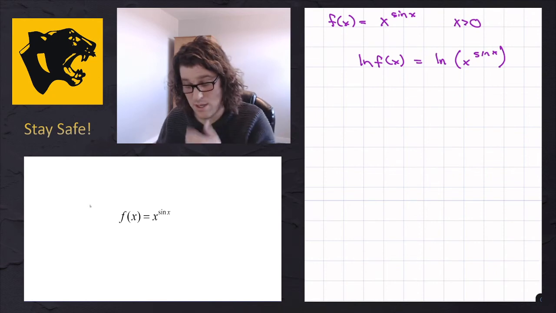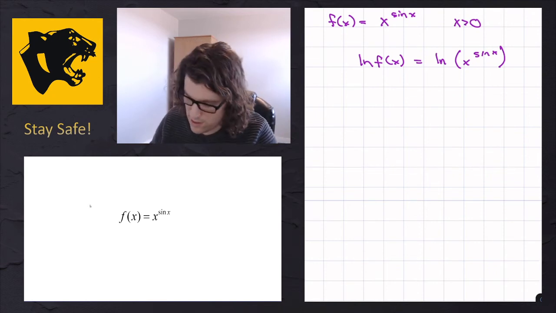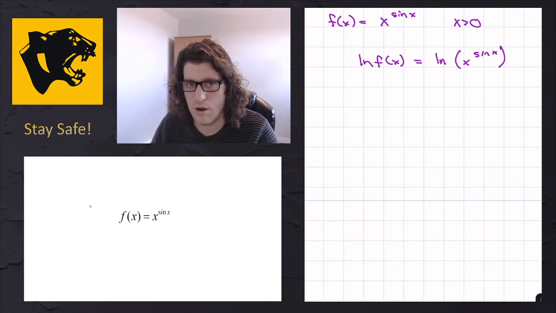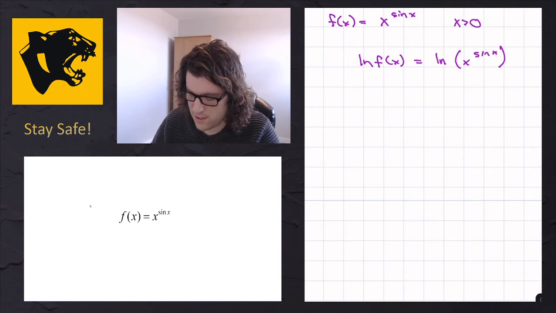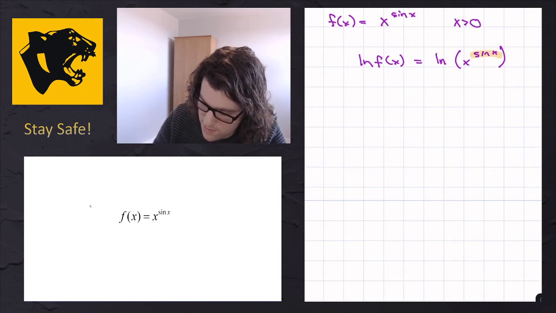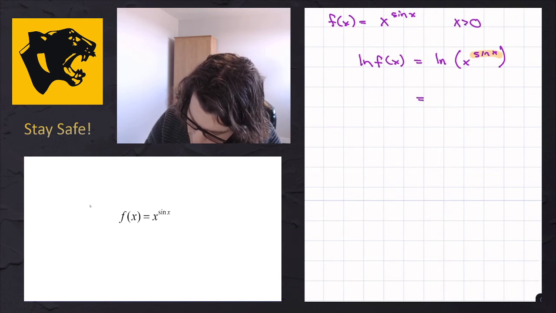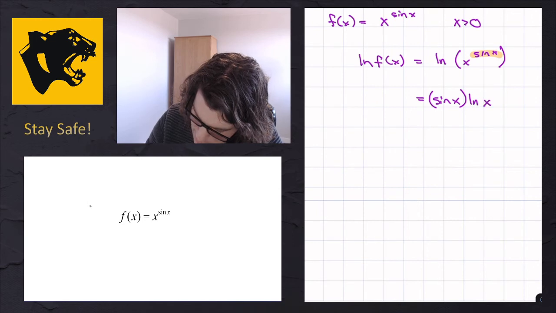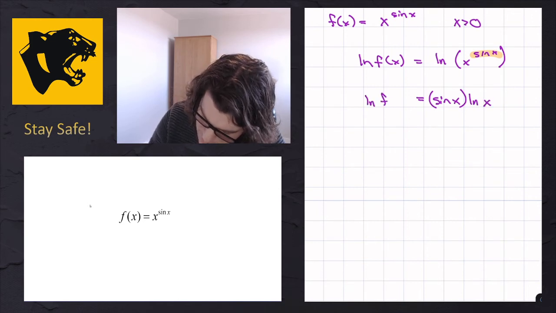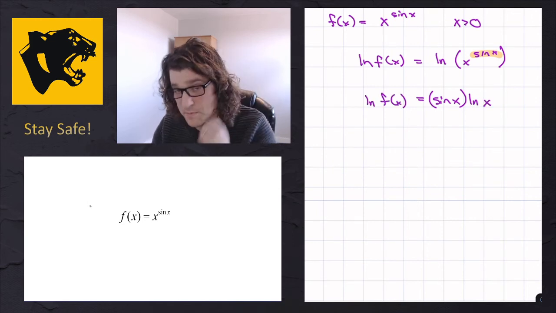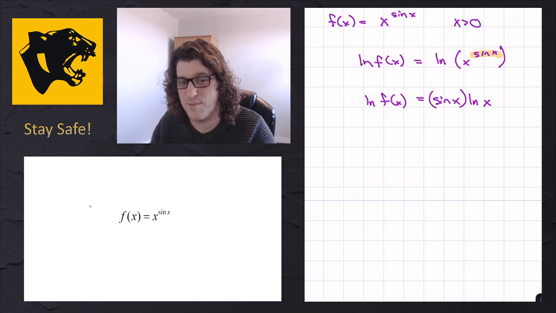All right. So at this point, I'm going to apply a logarithm law on the right-hand side that allows me to take anything that's written up in this exponent piece and write it down front instead. So in this case, I'm going to get sine x ln of x, and I have ln of f of x still on the left-hand side. I'm going to now take the derivative of both sides of my equation.